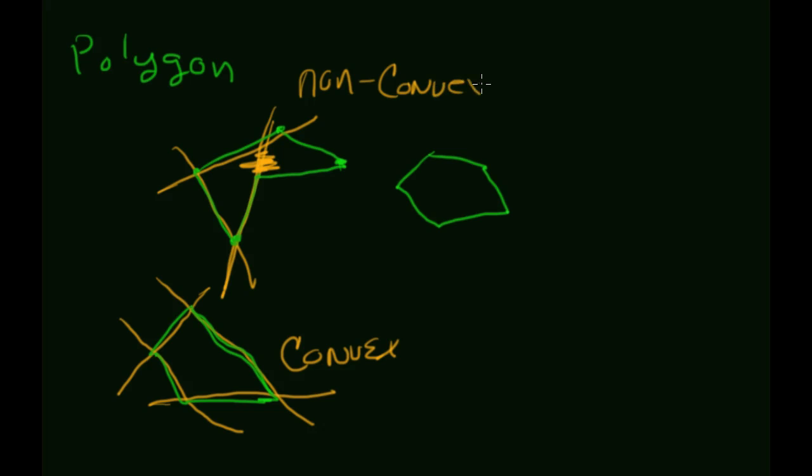Sometimes the term concave is used to refer to non-convex polygons. It's an acceptable term, perfectly fine. We can go with that, but generally speaking, I'm going to use the terms convex and non-convex.